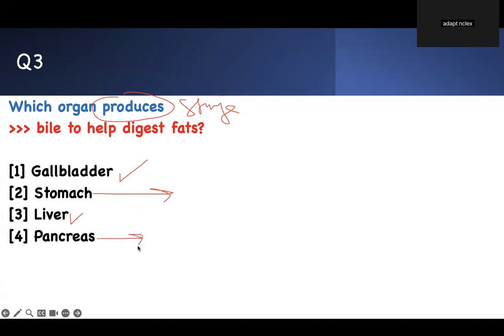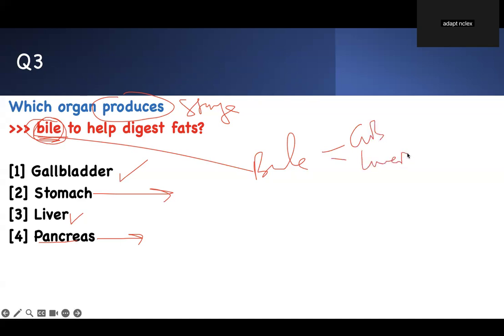Pancreas may also help with that. But the question is bile to help with fat digestion. You see, the pancreas can secrete amylase and lipase, right? But this is talking about what? Bile. This is the green substance. The green substance is between your gallbladder and your liver. But what is the relationship? The liver makes it and gives it to the gallbladder to store it.